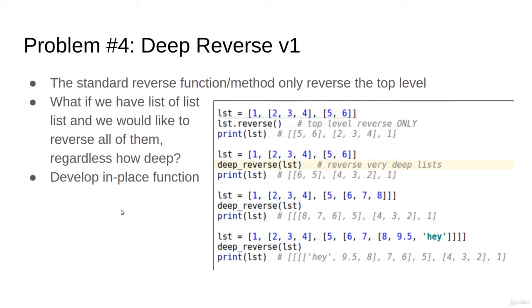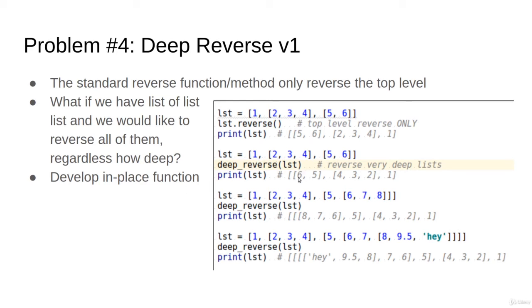In the fourth homework, we would like to do a deep reverse. Remember that when you have a list like 1, 2, 3, 4, 5, 6, and you try to do a reverse, it does a top level reverse. For example, it brings the 5, 6 here, 2, 3, 4 here, and the 1 here. So far so good. But what if we would like to do a deep reverse? What if we have a list of lists of lists, and we would like every internal list to get reversed? For example, here in this one, let's reverse it.